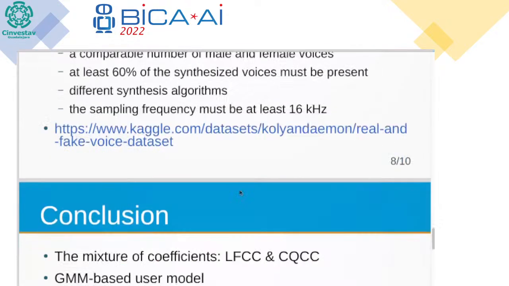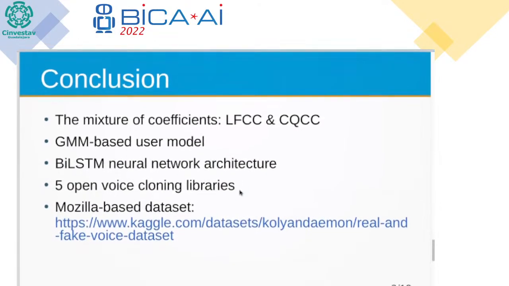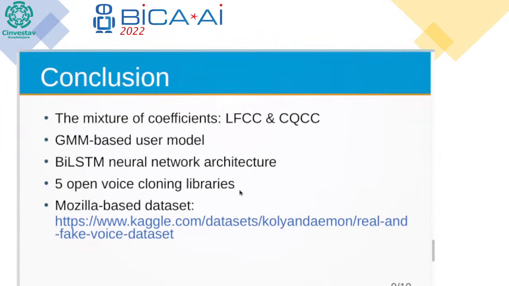So the main results of the work are the mixture of coefficients, LFCC and CQCC. For the user model, we use a GMM model. The architecture is a bidirectional LSTM neural network. So we used all of these cloning libraries, and you can test our data set if you research in this field.